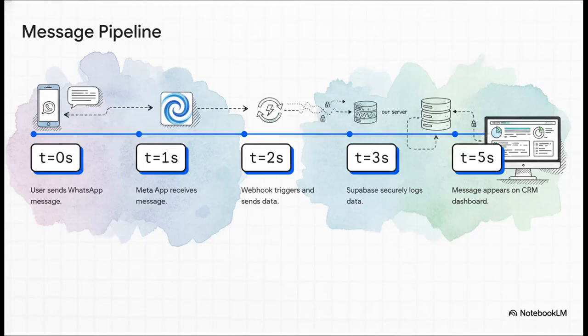Let's trace how this architecture works chronologically once that secure webhook is plugged into Meta. It's like a giant puzzle coming together. When a user sends a WhatsApp message from their phone, the Meta app receives it first. Because we configure that webhook, Meta immediately triggers an alert and sends that message data straight over to our server. Supabase seamlessly logs that new data into our tables, and boom, it instantly displays right there on our V-CRM inbox dashboard. It's a beautifully efficient pipeline.